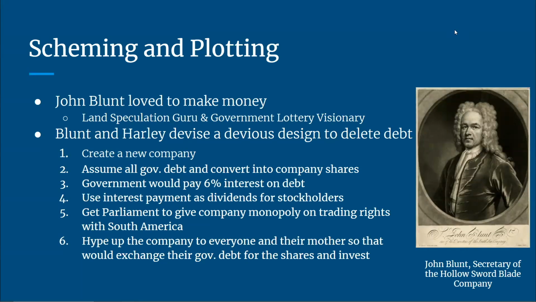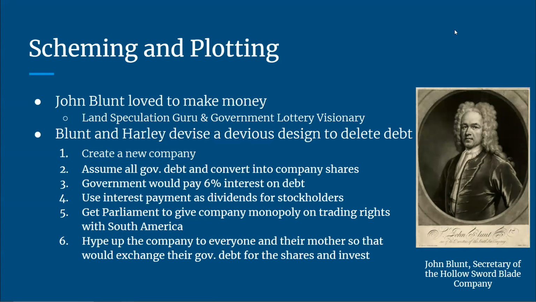So Harley turns to other means to find the money to relieve England's debt and makes the acquaintance of businessman John Blunt, secretary of the ironically named Hollow Sword Blade Company. Blunt had a knack for making money in creative ways, with a track record of artificially inflating demand for army debentures, basically army IOUs, to gain recently government-confiscated land in Ireland. This is now most certainly illegal, but we'll just ignore that because no one called him out on it at the time and he made a lot of money.